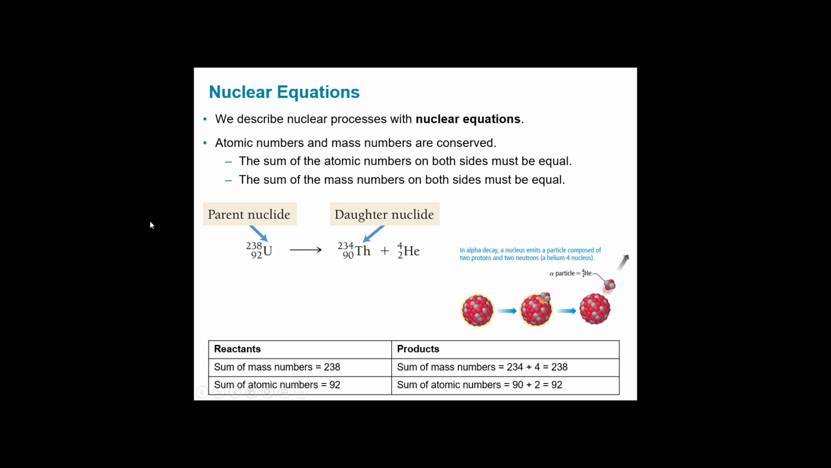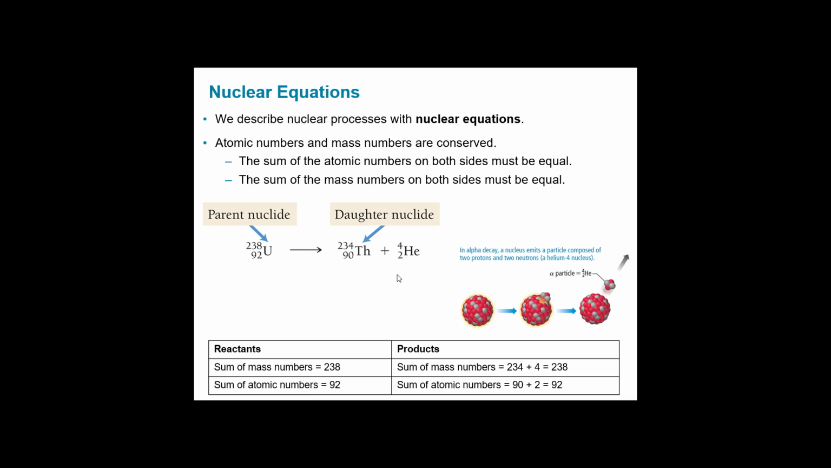So let's break this down. Here we have a parent nuclide. When it starts to separate or decompose, it emits energy, and it now has a daughter nuclide because this came from the parent nuclide. And it has the energy, the particle that was emitted. In this case, this is an alpha particle.